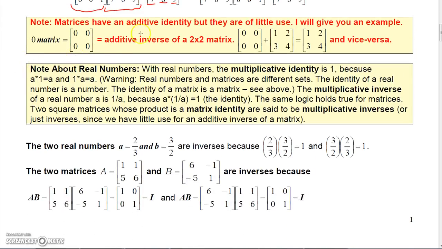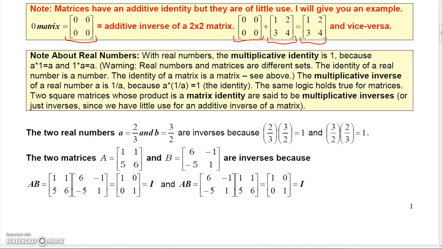Matrices also have an additive identity, but generally I don't worry about the additive identity because they're of little use. But a zero matrix, a matrix with all zeros, would be the additive identity. For example, if you took this matrix and added it to any matrix, it's just going to return that matrix. But we're not going to worry about the additive identity.